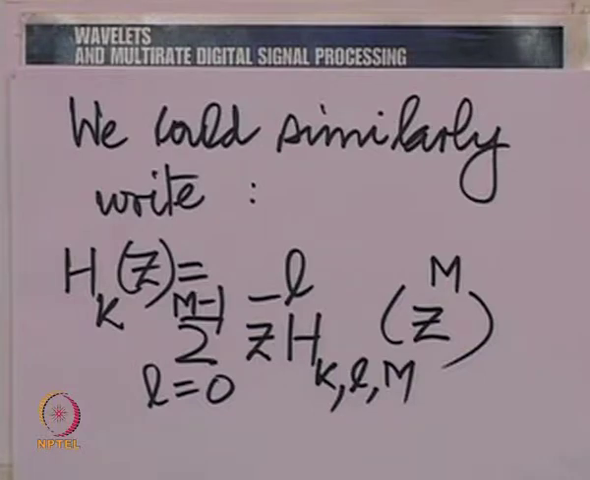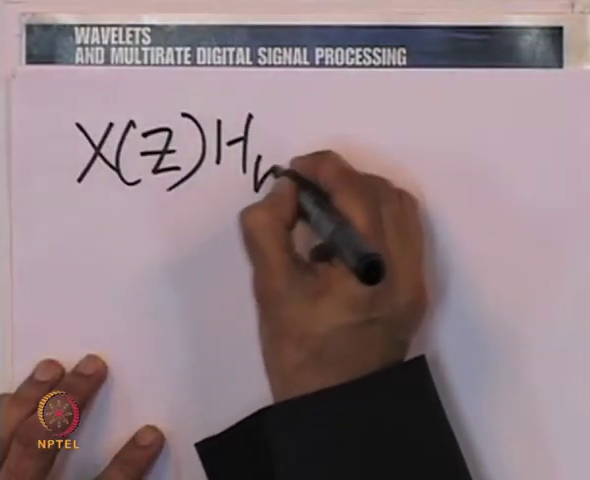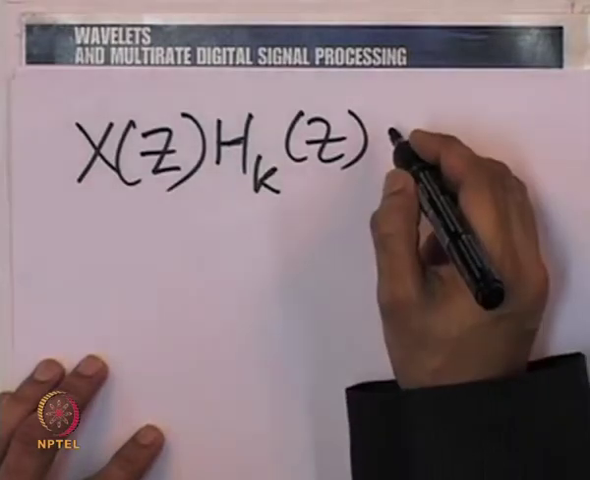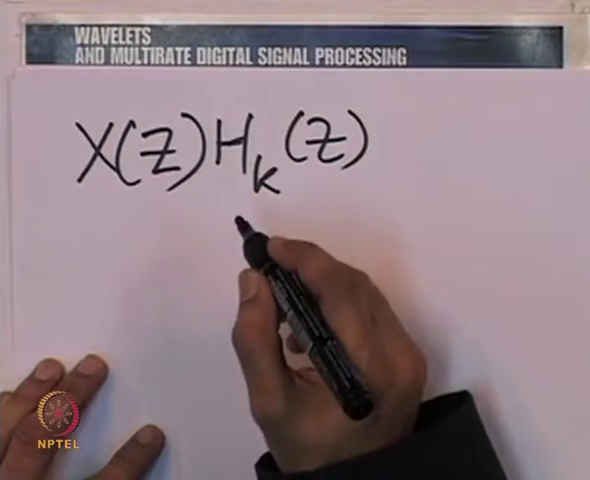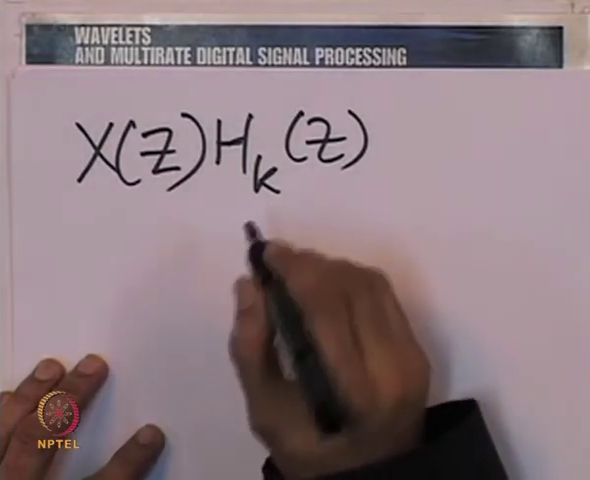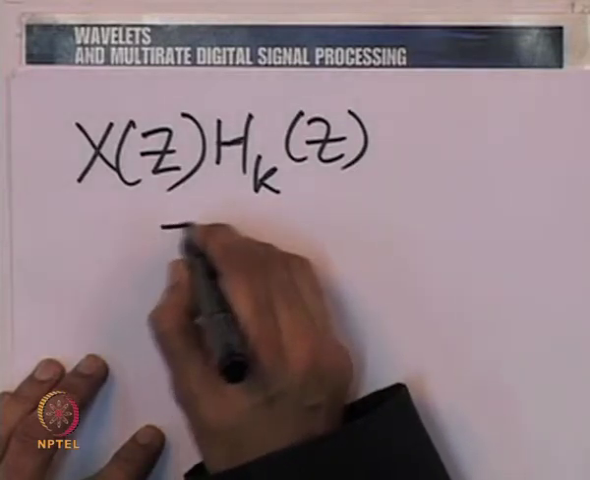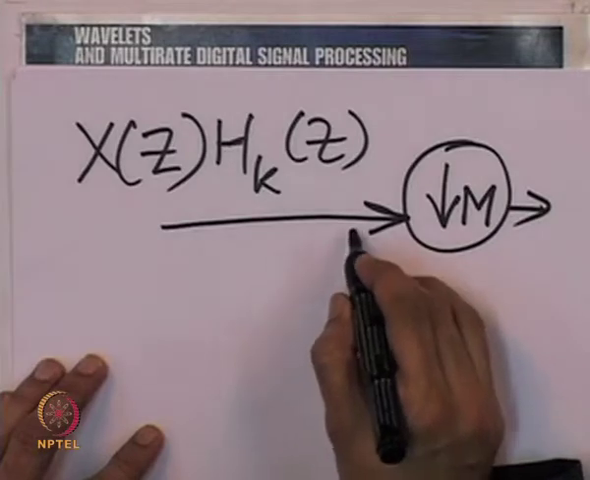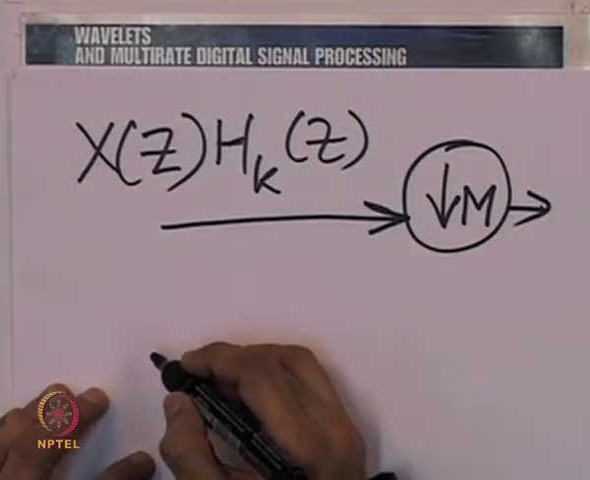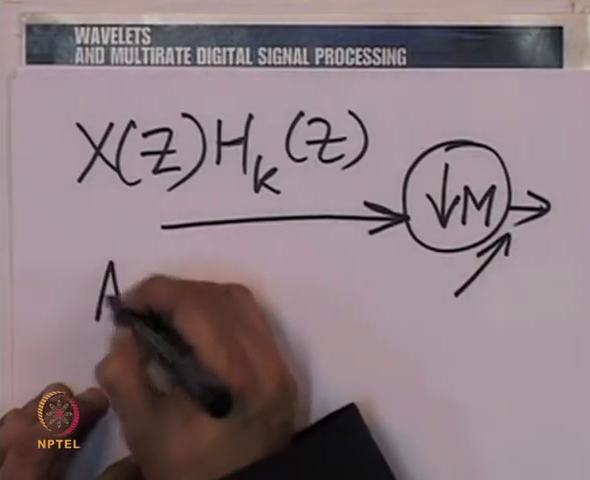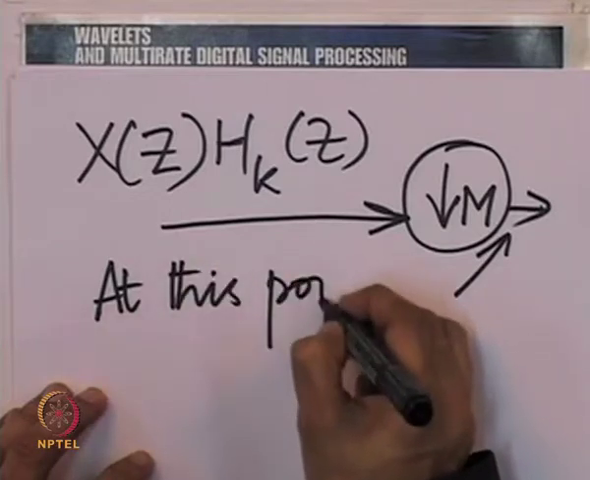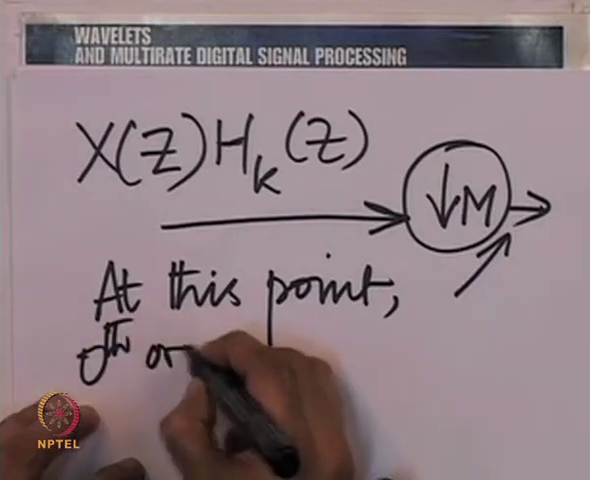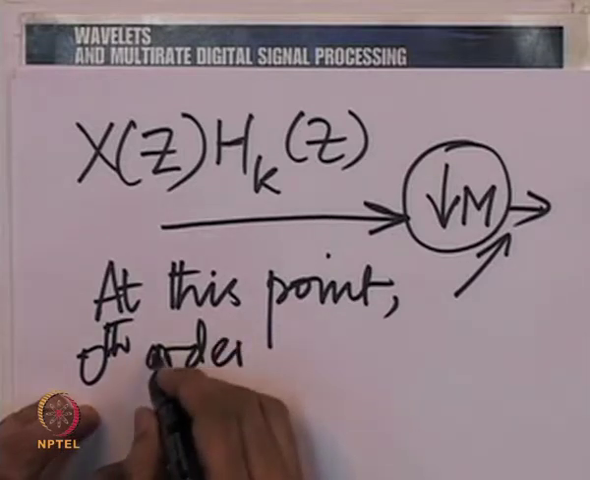And now, let us multiply. So, X(z) H_k(z) is what emerges after the filtering operation. Now, we are not really interested in X(z) times H_k(z), so let us short circuit the solution to the first step. What we are really interested in is this subjected to downsampling. We are not interested at this point, we are interested at this point. So, what we want to get at this point is only the zeroth polyphase component, the zeroth polyphase component of order M.